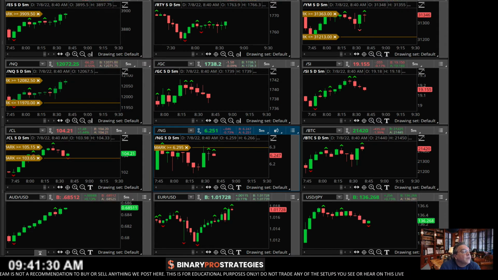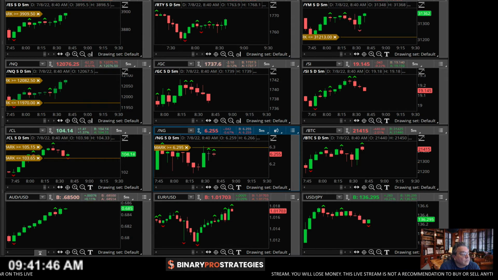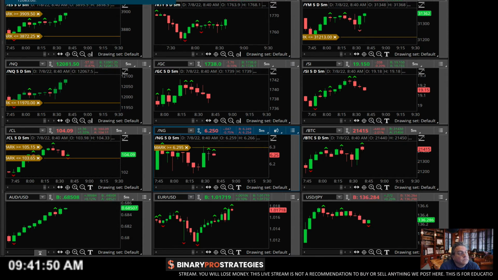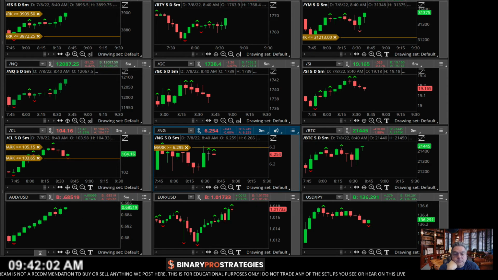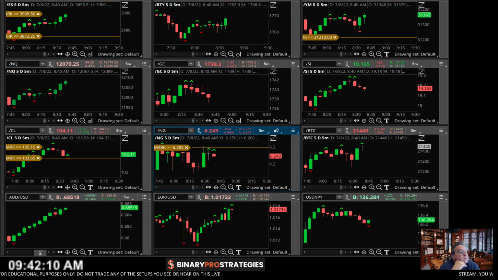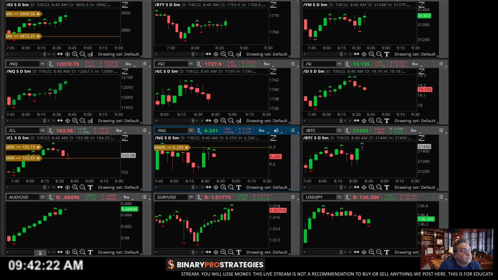Reversal is going to be 3872.25. Profit target hit. Okay, we did hit target on the mini Dow, also hit target on the mini NASDAQ. Still long ES, possible buy coming up on RTY, which is going to be your mini Russell. Still short crude, looking at a target of 103.65.